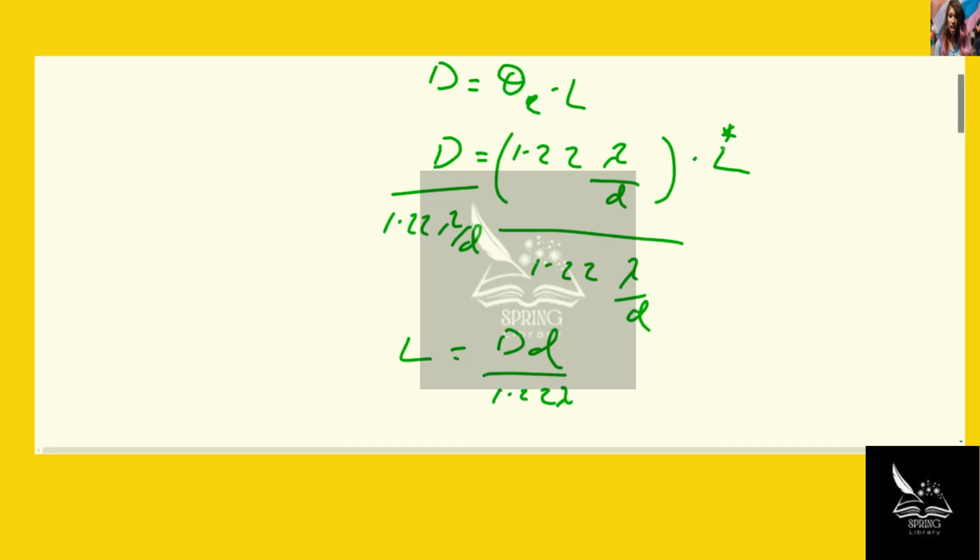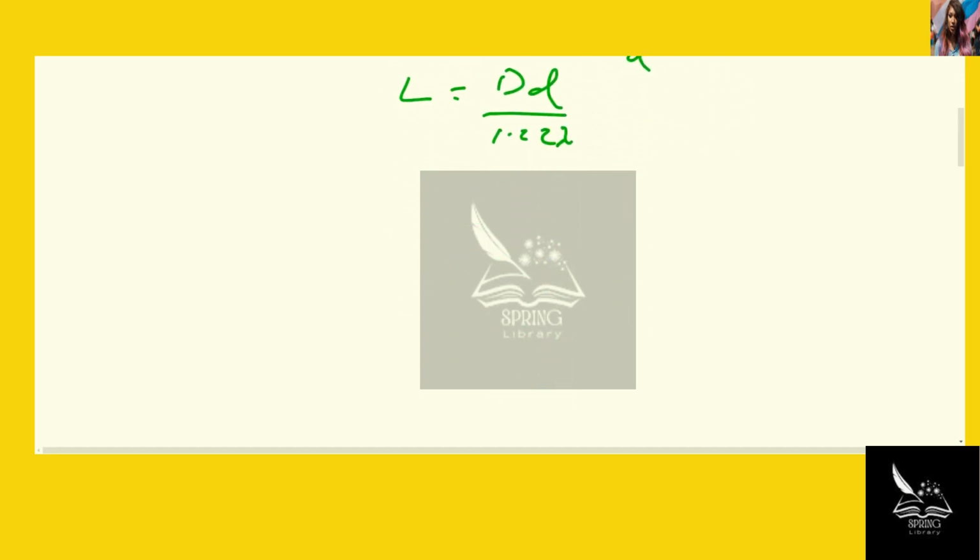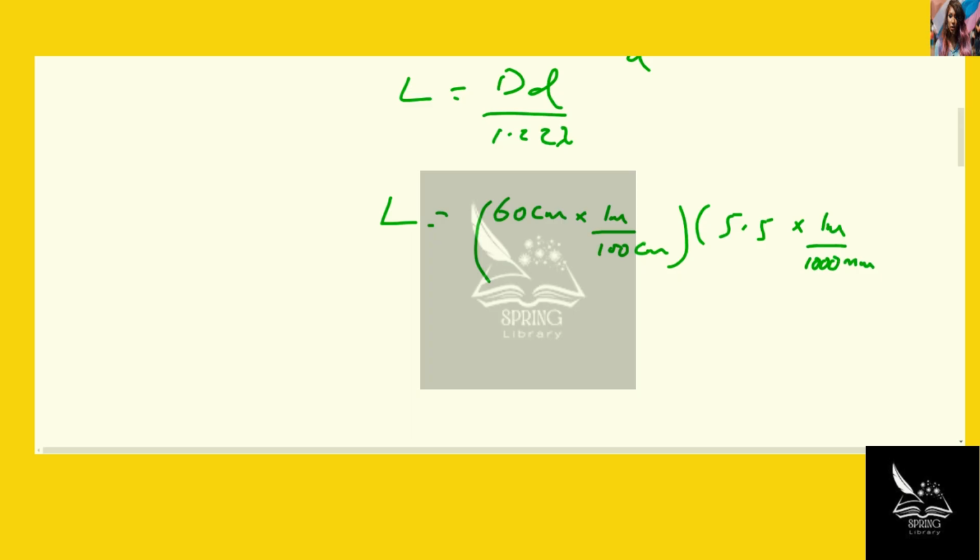And now we're at a point where we can plug in the specific values we're given. Remember, we have to change centimeters into meters. 1 meter is 100 centimeters. That's the value of D. And then on the smaller side, we have to do the same thing. So we do have 5.5 times 1 meter over 1,000 millimeters. This is also in millimeters.